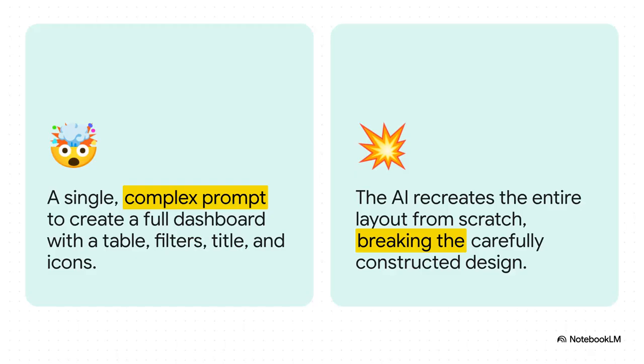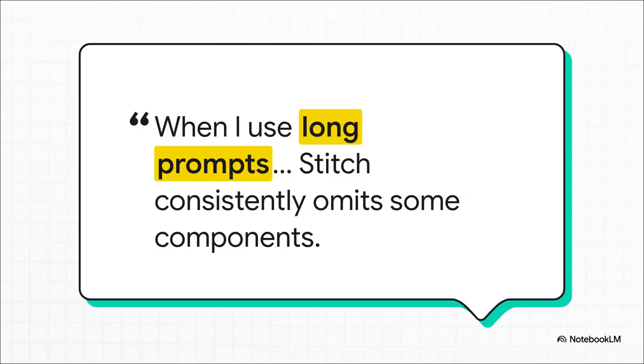Well, here's the core misunderstanding. Our expectation, our gut instinct, is to write one single, beautifully detailed prompt asking for everything at once. A table, the filters, a title, the whole shebang. But the reality is, the AI just gets overwhelmed. It doesn't add the new stuff. It tries to regenerate the entire screen from scratch, and in the process, it completely loses the context of what you already built. And this is not an isolated problem, believe me.